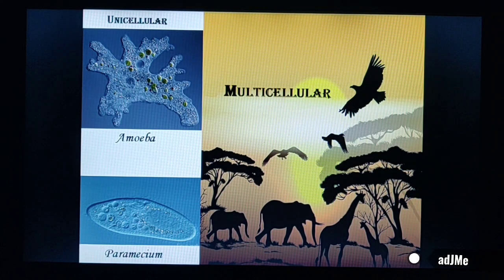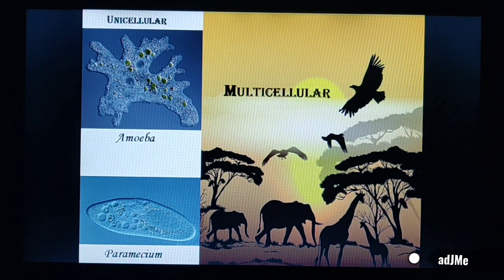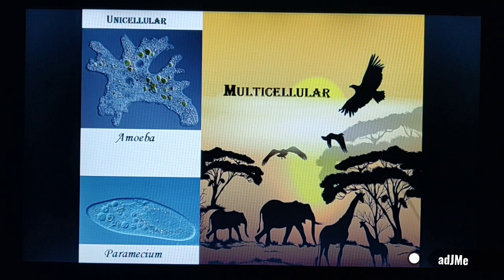What is unicellular organization? It is the absence of multicellular organization. Just last week I took this concept for 10th standard, so that's why I said concentrate on 9th standard. The same organization, unicellular and multicellular, we learn in higher classes. Keep that in mind.